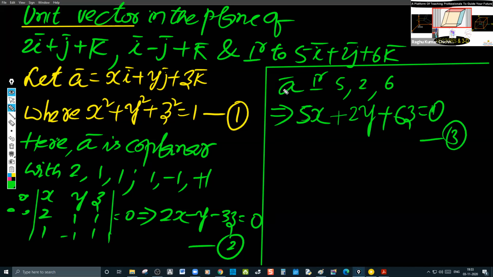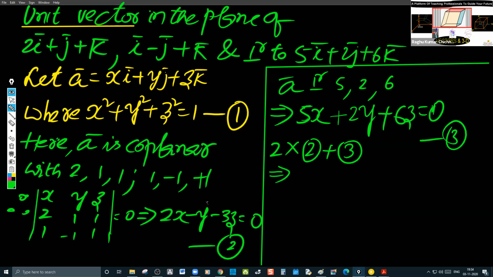Now to solve this for the values of x and y, you can eliminate one variable and then substitute to get the values. So what am I doing? I'm just multiplying the second equation with 2 and adding it to 3. Come on, tell me what is happening now.